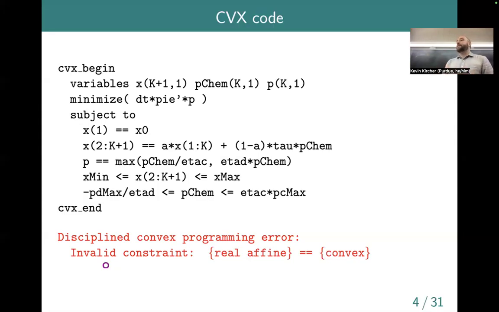Which again is not a certificate that the problem is not a convex optimization problem. It just says that it doesn't follow the rule set of disciplined convex programming. So there aren't rules that CVX knows that it can match the problem structure to.